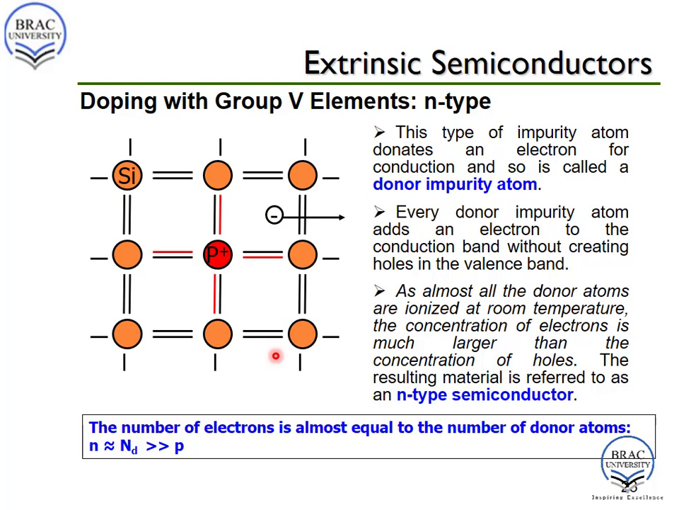Actually, the electron concentration in the structure will be much greater than the hole concentration. That's why in the case of an n-type semiconductor, electron is known as majority carrier and hole is known as minority carrier. Let's say small n is denoted as the electron concentration in the semiconductor, and P is the hole concentration in the structure. Obviously, n will be much greater than P.